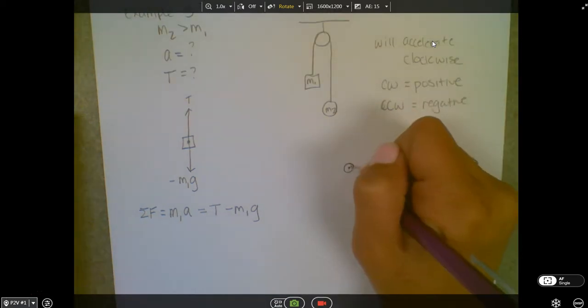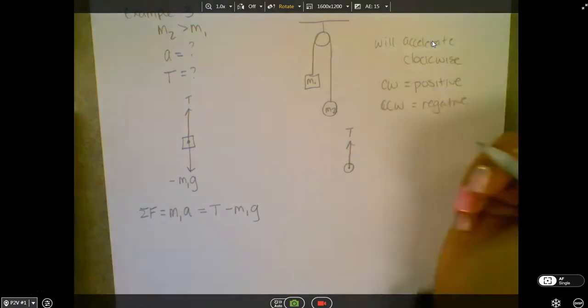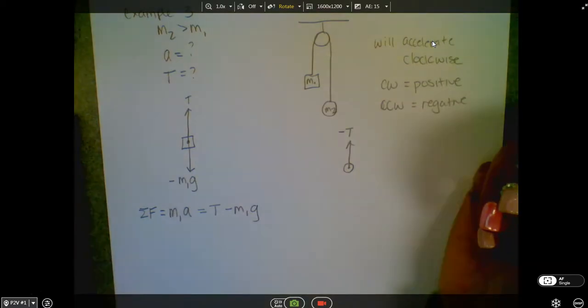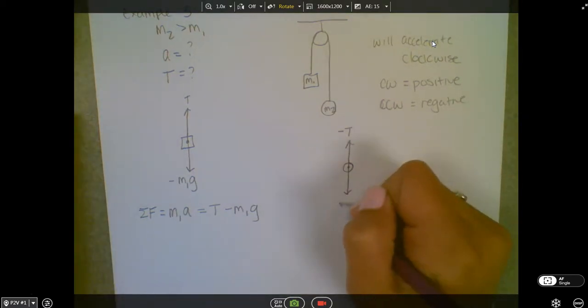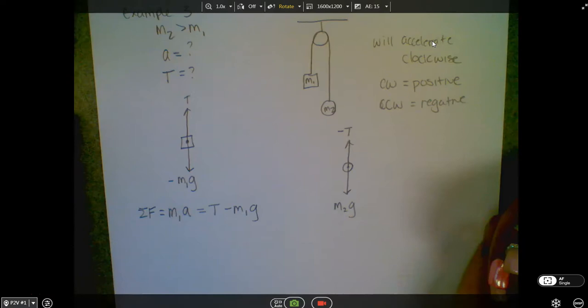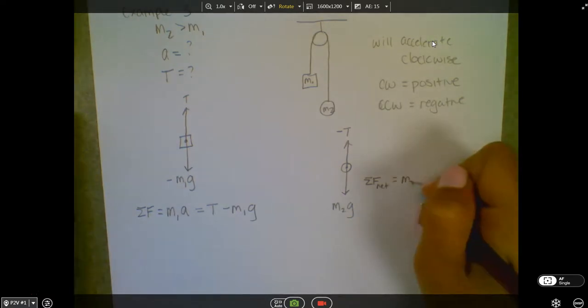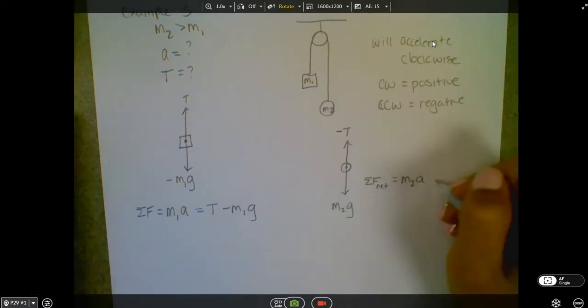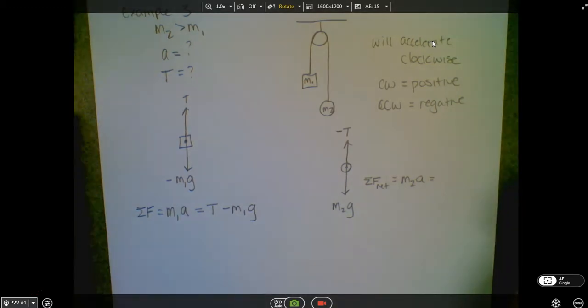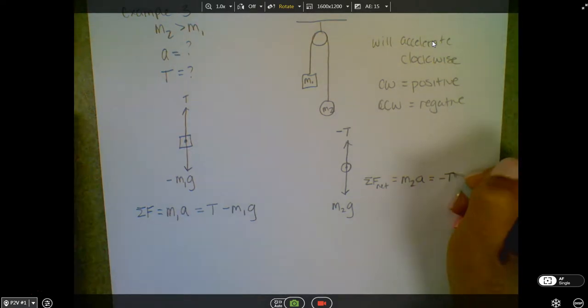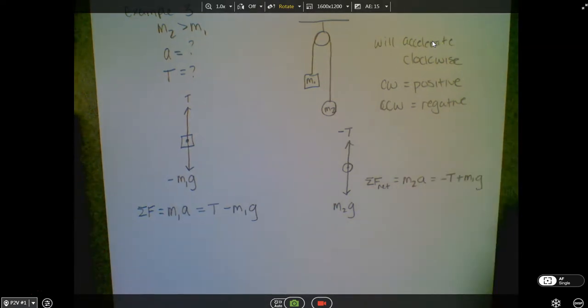So here's object 2. We have a tension pulling up. It's the same tension, it's just in a different direction. So I'm going to make it negative because it's pulling counterclockwise. M2G, I'm going to make positive because it's pulling clockwise. The equation for this would be net force equals M2 times the acceleration, and that's going to be equal to all the forces on object 2. So it's going to be negative T plus M2G.